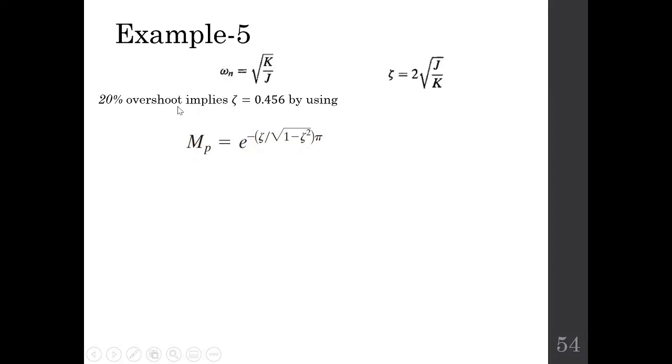Using the 20% overshoot value, we found zeta equals 0.456, and for that we used the maximum overshoot equation, which is Mp equals e raised to the power minus zeta divided by under root 1 minus zeta square into pi, where Mp is 0.2. By putting Mp as 0.2 in this equation, you can find out zeta, which is found as 0.456.